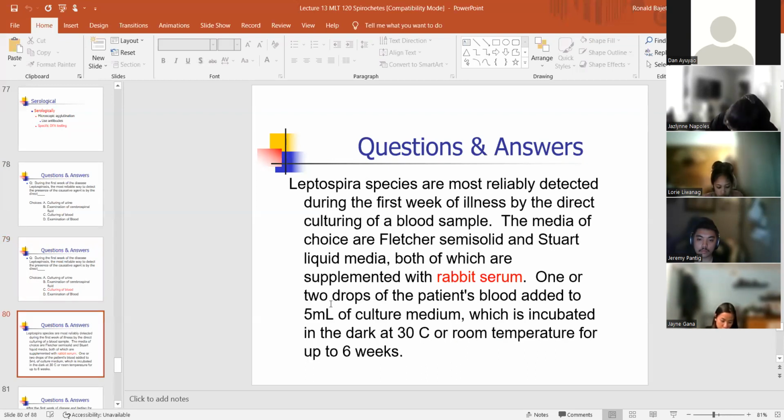Here's the explanation. Leptospira species are most reliably detected during the first week of illness by the direct culturing of a blood sample. The media of choice are Fletcher semi-solid and Stewart liquid media, both of which are supplemented with rabbit serum. One or 2 drops of the patient's blood are added to 5 mL of culture medium, which is incubated in the dark at 30 degrees centigrade, room temperature, for up to 6 weeks.